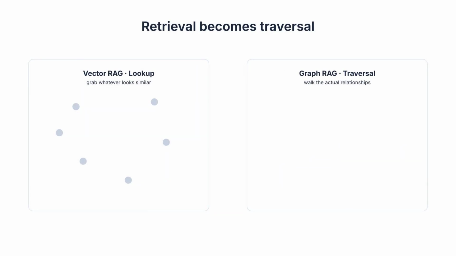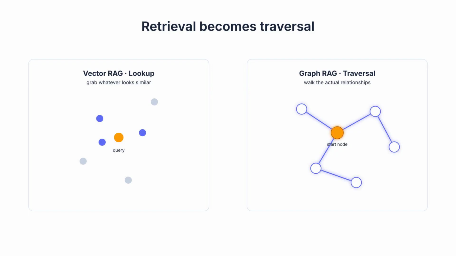Here's the pivotal shift. In vector RAG, retrieval is a similarity lookup. In GraphRAG, retrieval becomes traversal. You start at relevant nodes and walk the edges to gather connected context. Instead of grabbing whatever looks similar, you follow the actual relationships, which is exactly what those hard questions demanded.